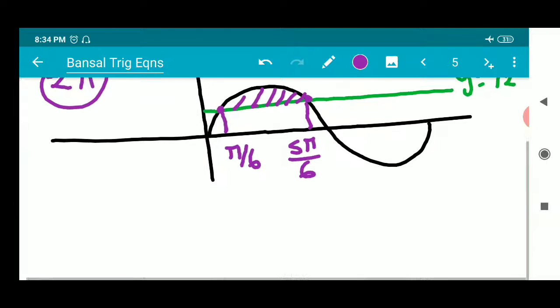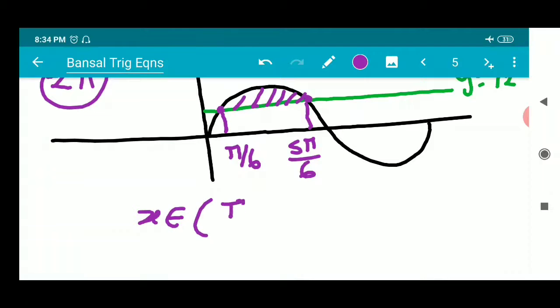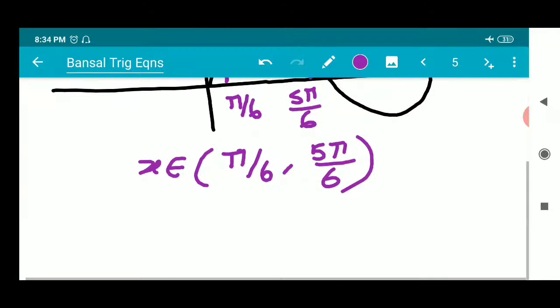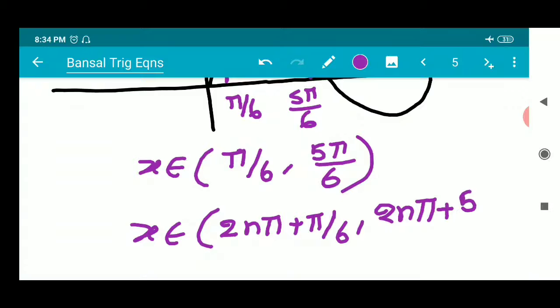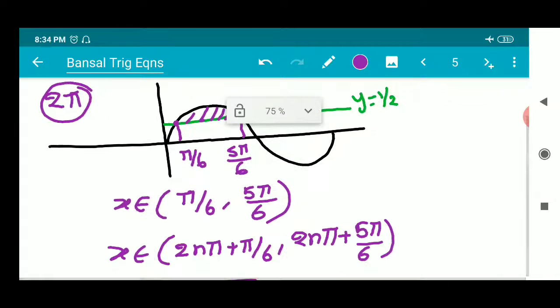So sin x greater than 1 by 2 means x belongs to the open interval (pi by 6, 5 pi by 6). But if you have to write the general solution, you have to include its periodicity. As the periodicity is 2 pi, that is (2n pi plus pi by 6, 2n pi plus 5 pi by 6). So this is the required solution, and these kinds of problems will be asked from trigonometric equations.